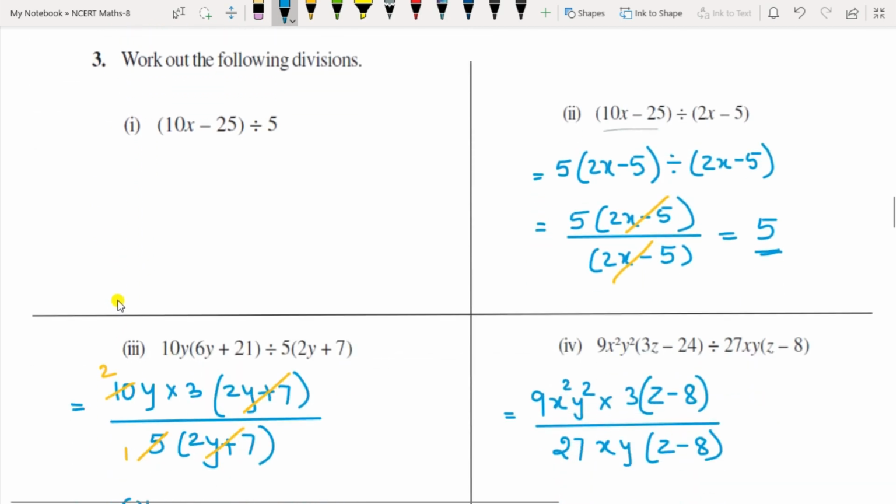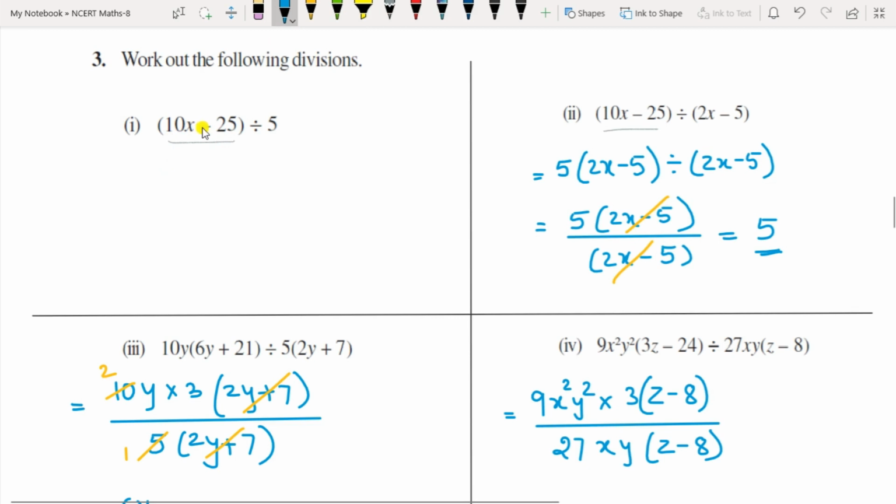Now here are some more. We did division of a polynomial with a monomial. Now here it is division of a polynomial with a polynomial. In this question, the first one is for the monomial only. So from these first two terms, if we can take a common factor, we have to take it common here.